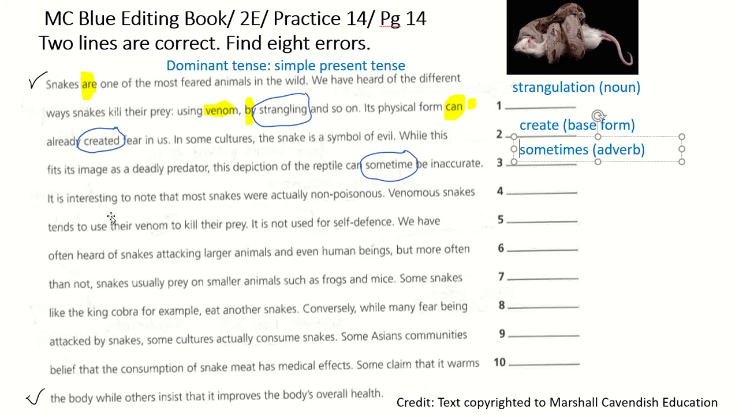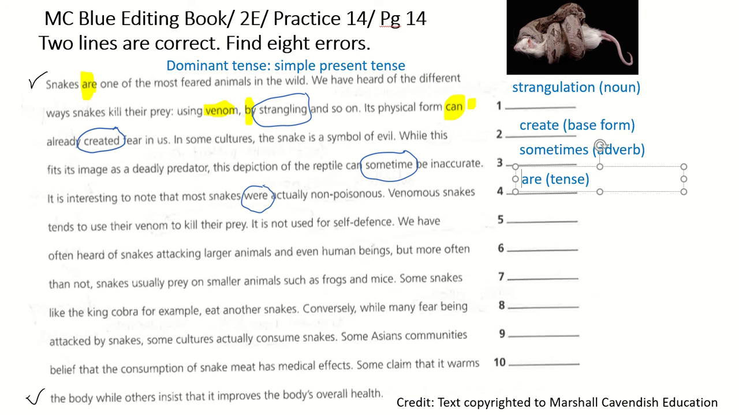Next, it is interesting to note that most snakes were actually non-poisonous, venomous snakes. Did you spot the simple past tense here? We said that the dominant tense of this text is simple present tense. So the error is "were", and the correct form should be in simple present tense, "are", right? So this is a tense mistake, because we're talking about a fact here, most snakes are actually non-poisonous.